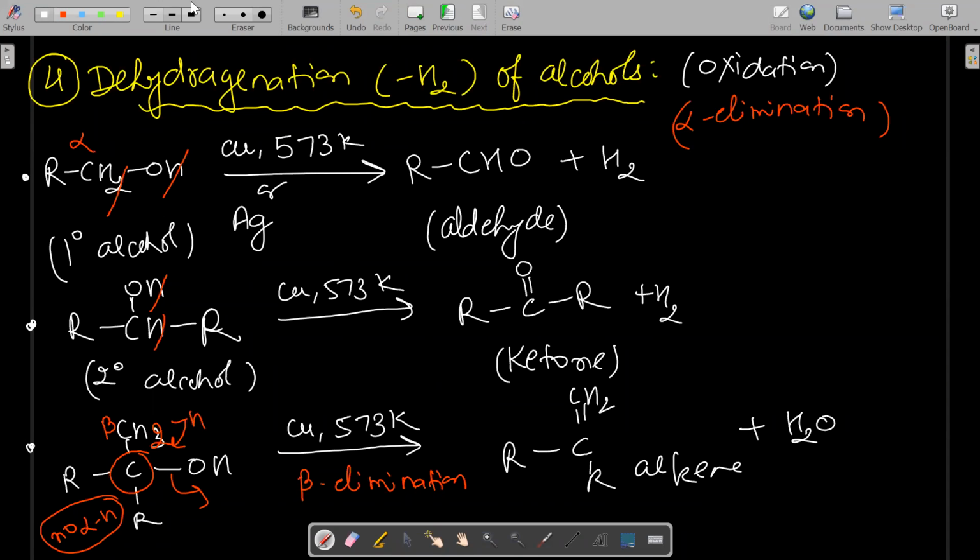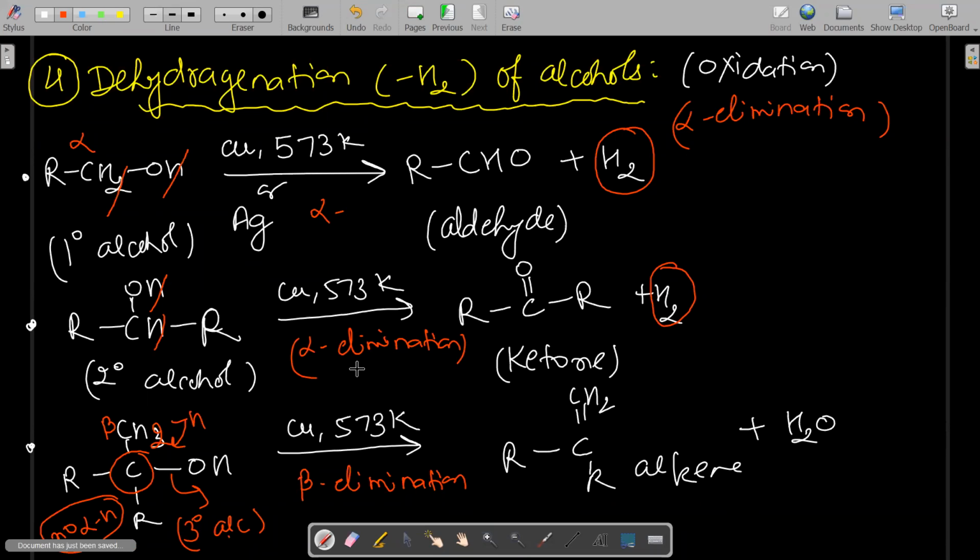Okay, so these two are alpha elimination reactions. This is your alpha elimination reaction. This is also an alpha elimination reaction, but the last one is a beta elimination reaction. I hope it is clear. So primary alcohol and secondary alcohol undergo dehydrogenation reaction in the presence of copper at 573 Kelvin, okay, and convert into aldehydes and ketones. While tertiary alcohol does not undergo this alpha elimination, but which elimination? Beta.